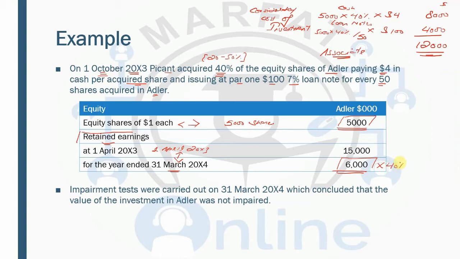40% belongs to the parent, and then you will take 6 by 12. So how much is it? 6,000 into 40%, 2,400 multiplied by 6 divided by 12. So it's 1,200. This 1,200 is the post-acquisition profit.